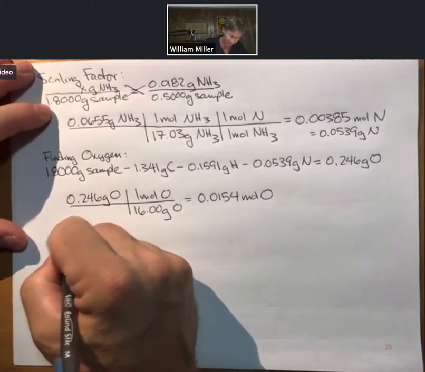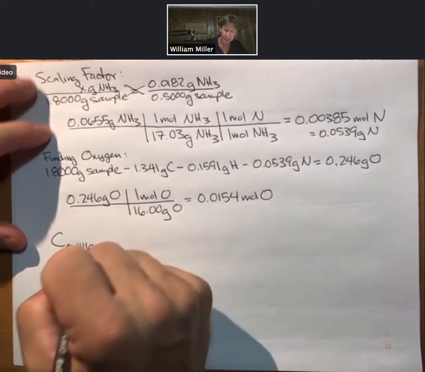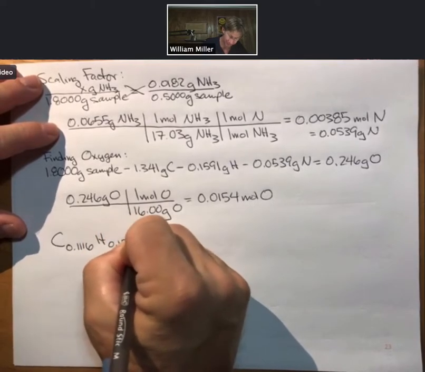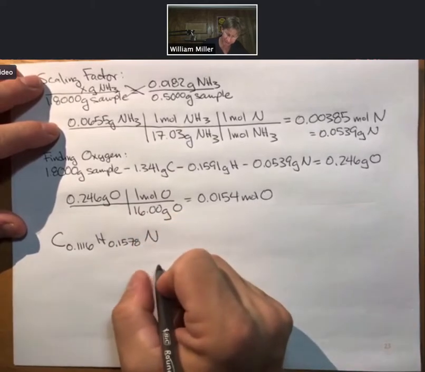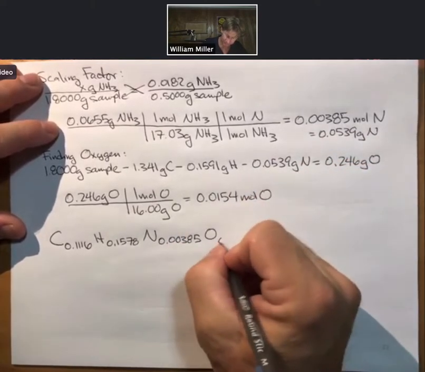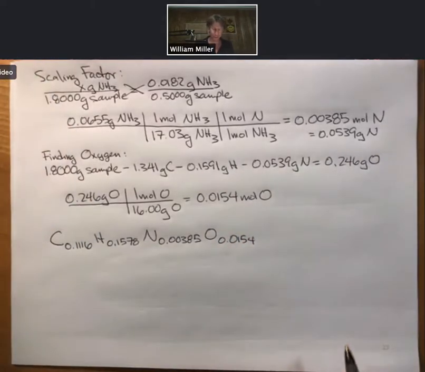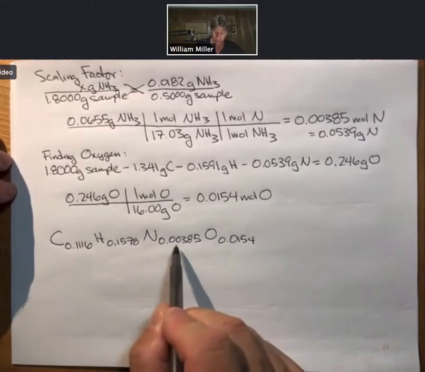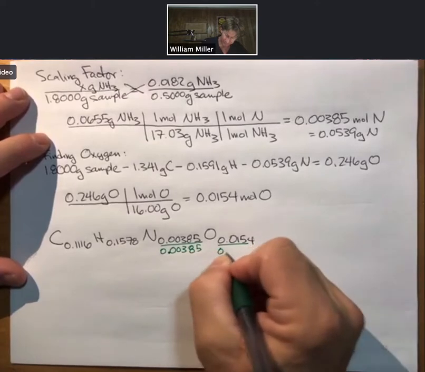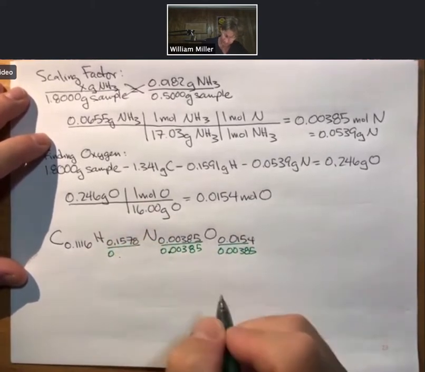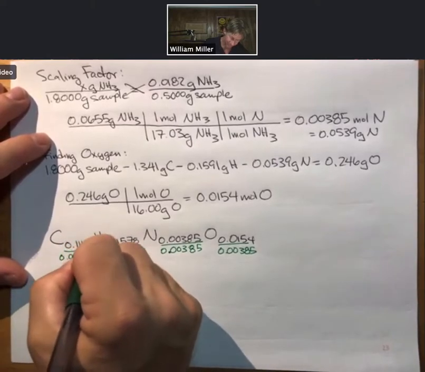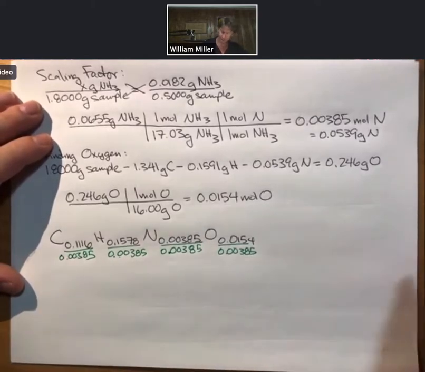Again, I like to stay organized, go back. Find my moles of carbon, find my moles of hydrogen, double check to make sure that I've got the right numbers. I'm going to do nitrogen next, though the exact order doesn't affect how I will grade it. All right, so now I've got all my moles in one place. Looking at this, looks like nitrogen is my smallest number. That's my key to finding hopefully small whole numbers.